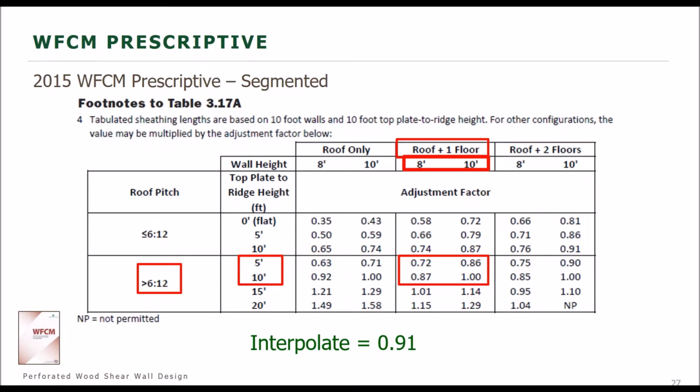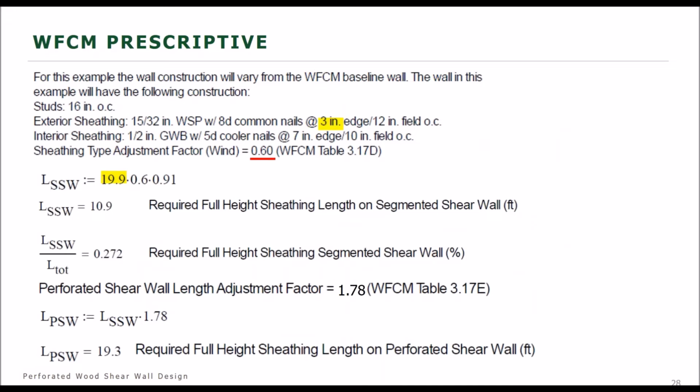So we need to carry that then into our design example. And I talked about the WFCM, that baseline wall construction. So ours is going to vary from that baseline wall. So we go into WFCM table 317D, and we're going to use an exterior sheathing of 15/32 inch wood structural panel with 8D common nails. But instead of that baseline wall spacing of 6 inches on the edge and 12 inches in the field, we're going to have 3 inches on the edge and 12 inches in the field.